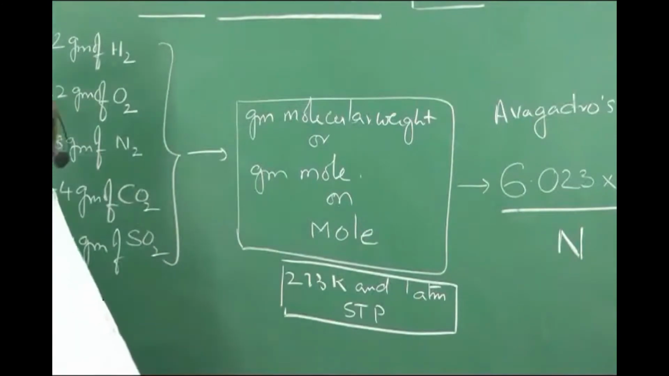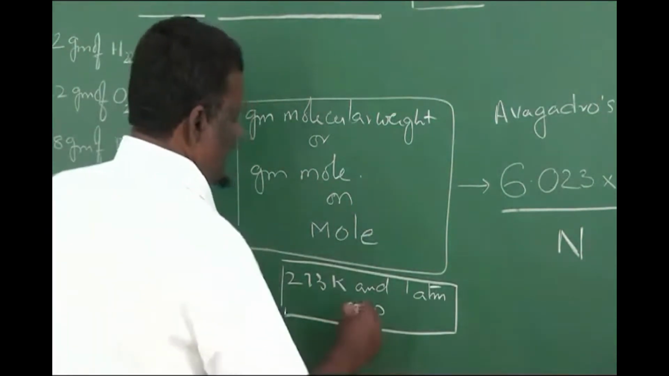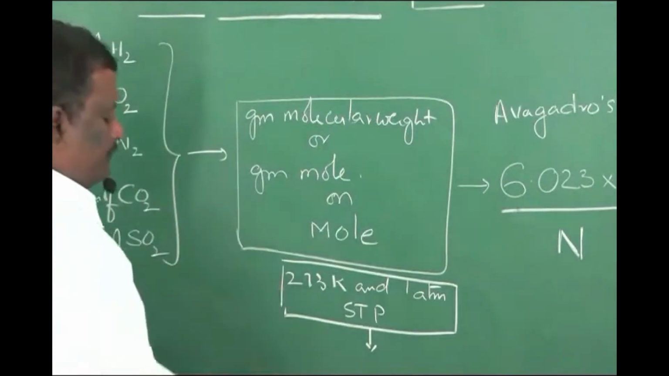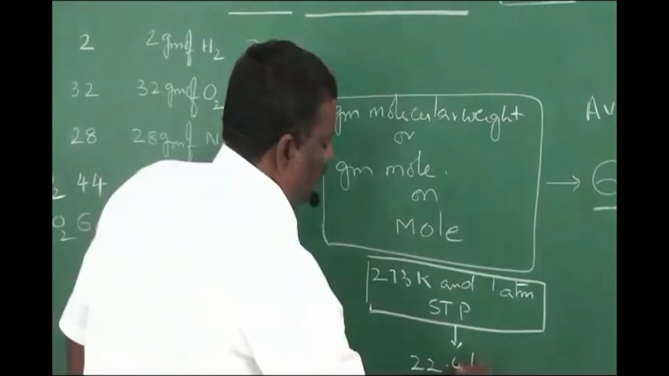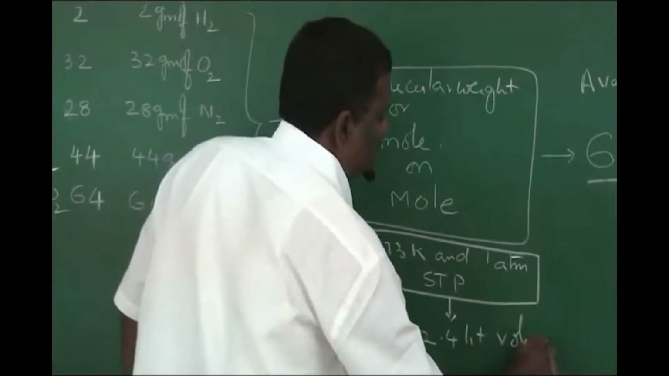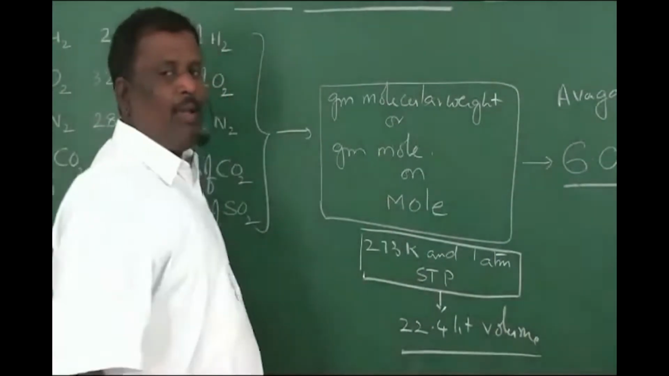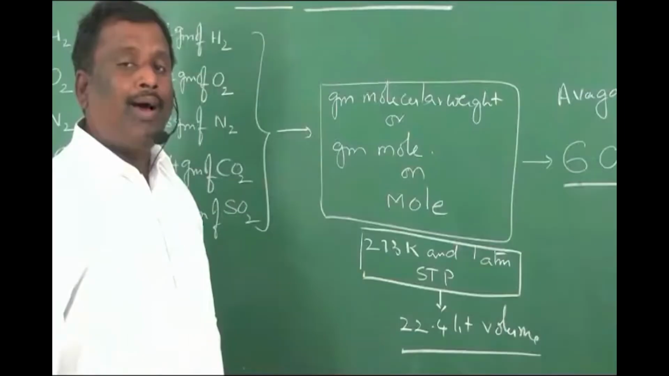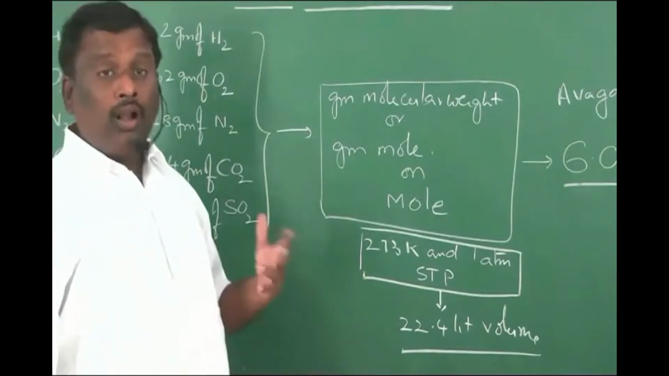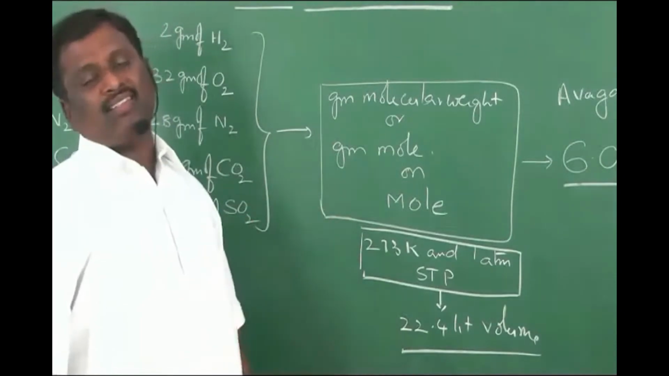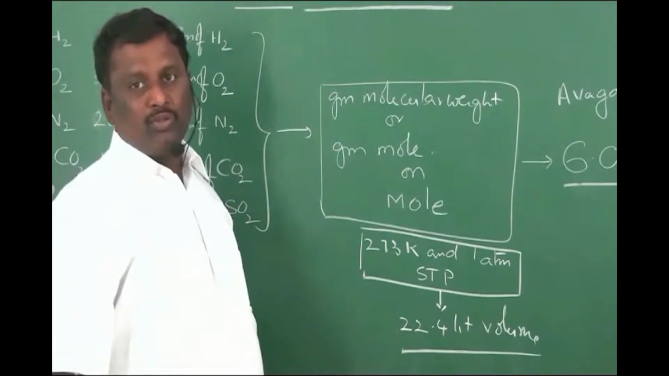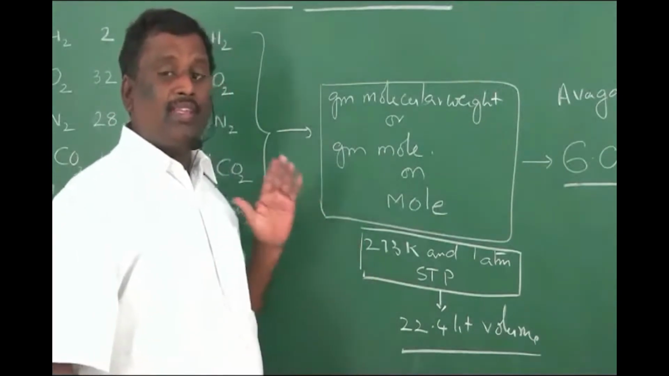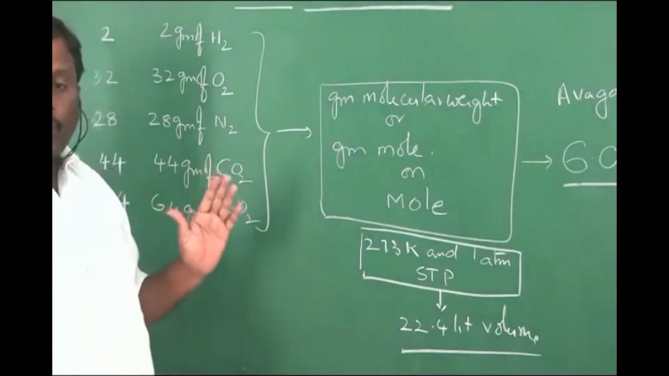In STP conditions, if a substance is in gaseous state, it occupies 22.4 liters volume. 1 gram molecular weight or 1 mole of any substance will occupy 22.4 liters volume. This volume is said to be gram molar volume. That means the volume of 1 mole of gas is said to be gram molar volume. 1 mole of any gas at STP conditions will occupy 22.4 liters.